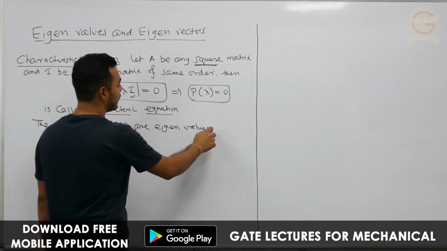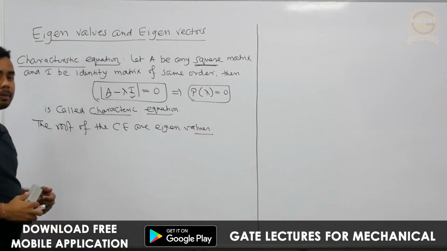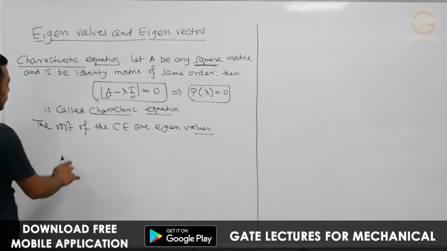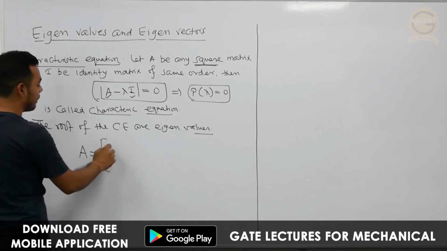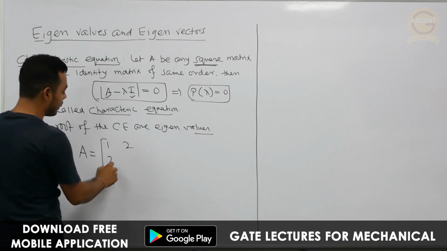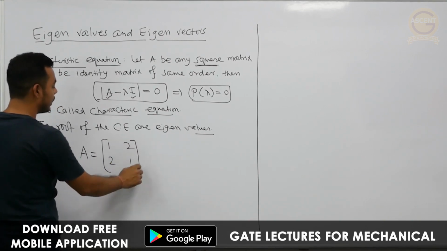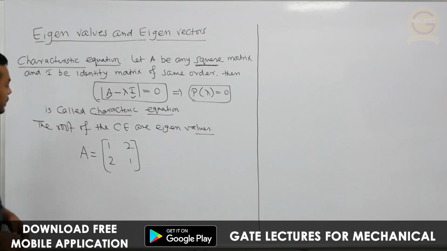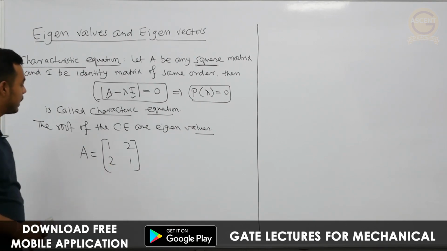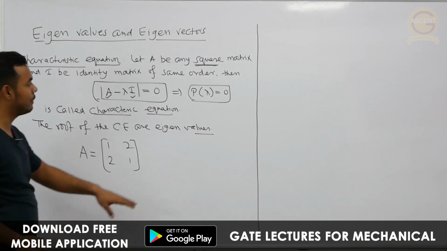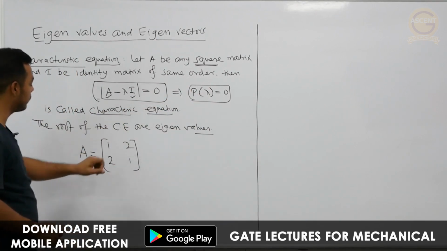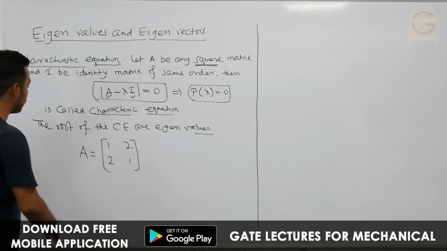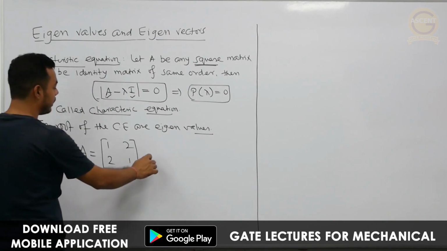Now with the help of one example, we will see how to calculate the eigenvalue of any given matrix. Suppose we have a matrix A of order 2 by 2. The first row is 1, 2, the second row is 2, 1. And we are interested in finding the eigenvalue of this matrix. The first step is to find the characteristic equation, and then we can solve it to find the eigenvalues. So the question is, find the eigenvalues of this matrix A.